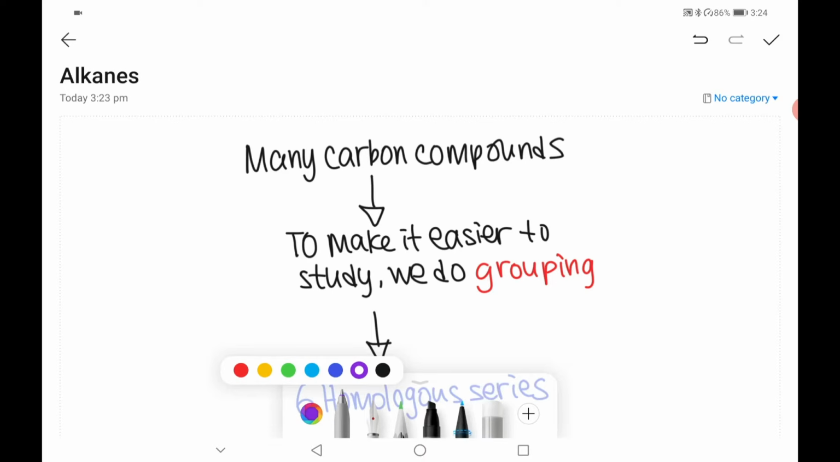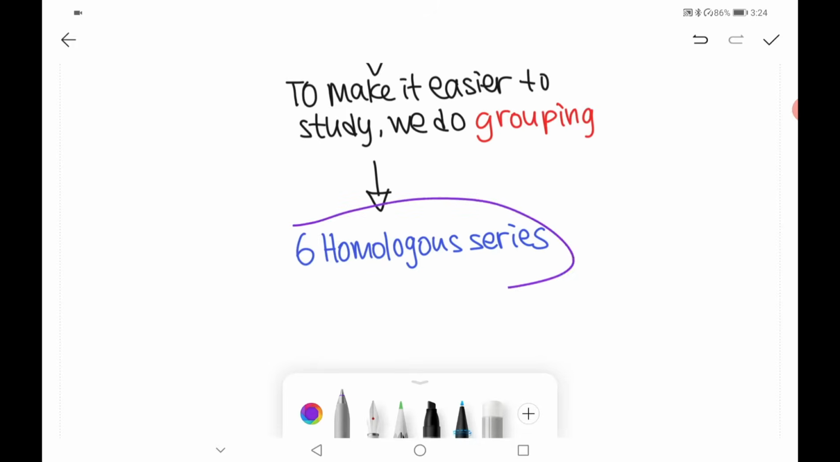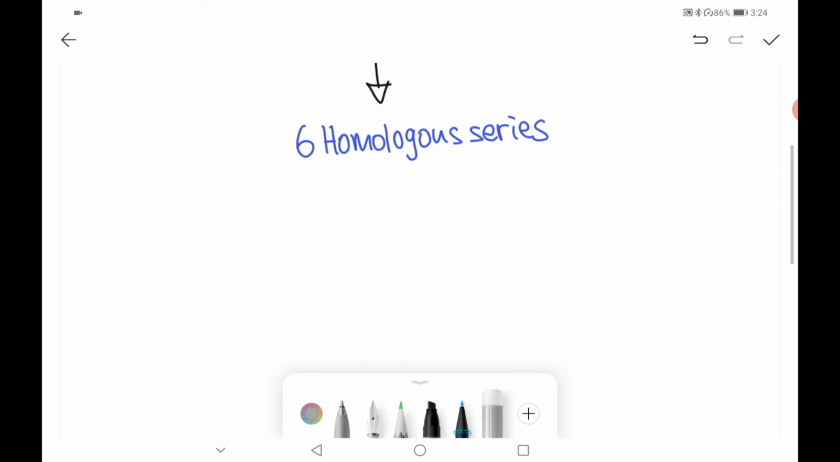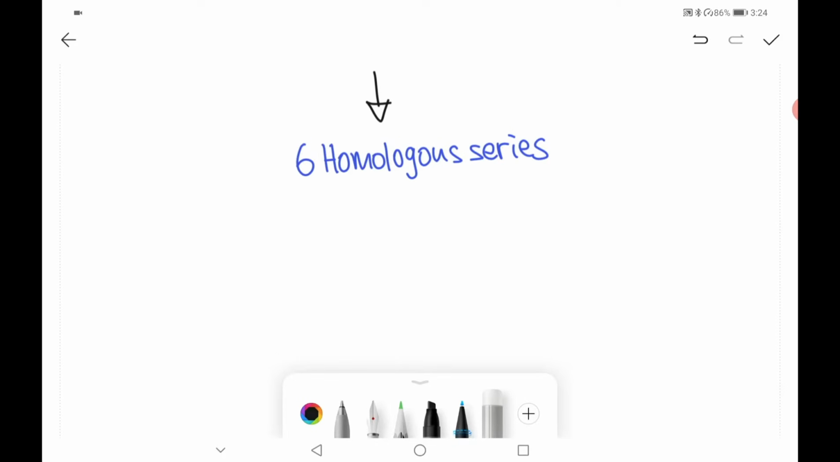We don't call them groups. We call it homologous series. So a homologous series is actually a group of carbon compounds. We put a few carbon compounds in one group, and the group we call a homologous series. There are a total of 6 homologous series that we learned previously.